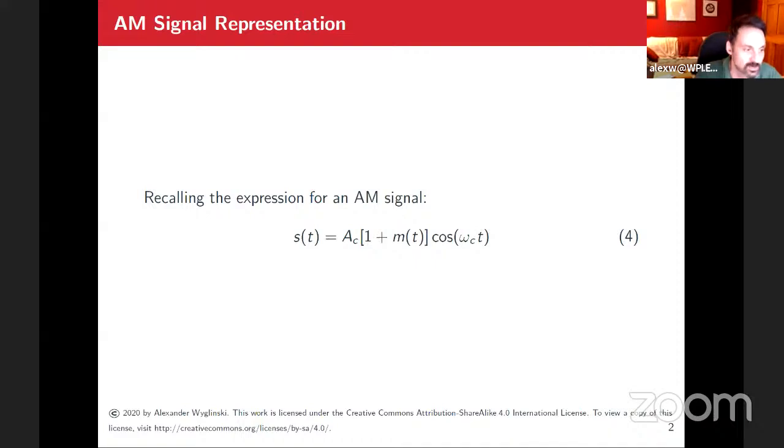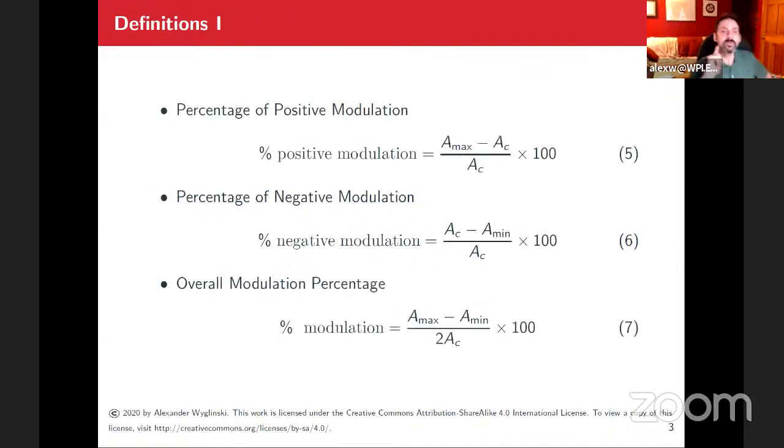We saw the AM representation, so it should not be a surprise to anybody. So this again goes to the percentage of positive modulation and percentage of negative modulation. What A max and A min represent is that dynamic range I was telling you about: what should A be, and how much of it goes above and how much goes below the x-axis. So we call it the percentage of positive and negative modulation.